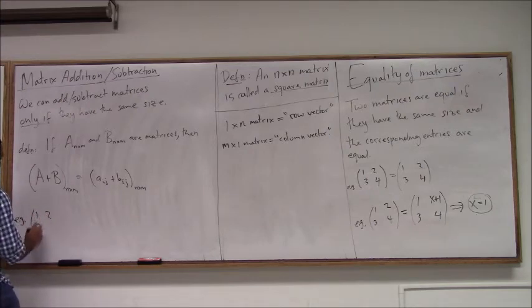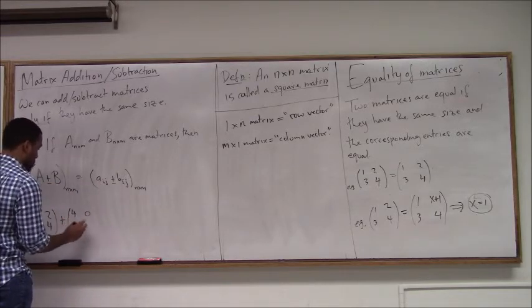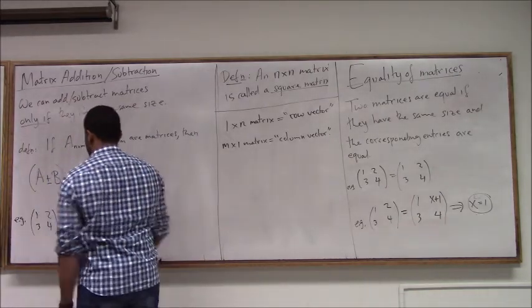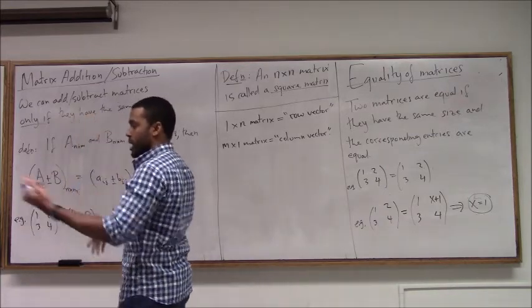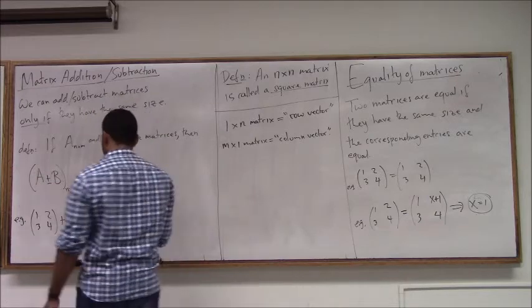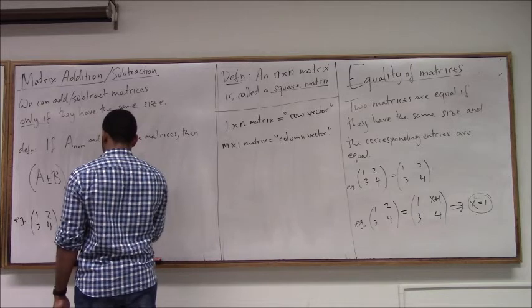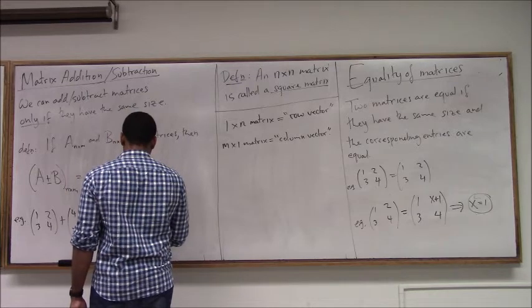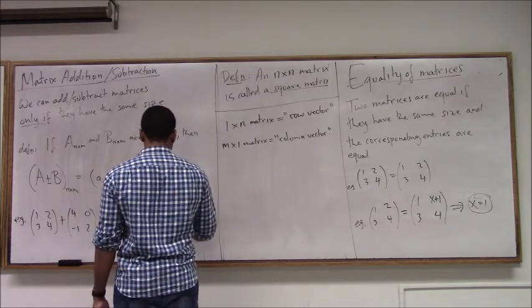So 1, 2, 3, 4, plus or minus a matrix. You just add the corresponding entries. They have to be the same size. And again, we know this because we're adding things in functions. We can't add a 2-dimensional vector to a 3-dimensional vector. So they have to have the same size. So this would just be 1 plus 4, 2 plus 0, 3 plus or minus 1, and 4 plus 2, which gives 5, 2, 2, 6.